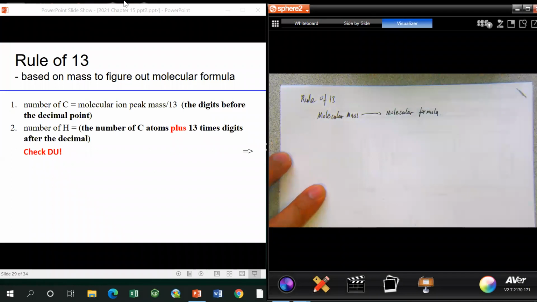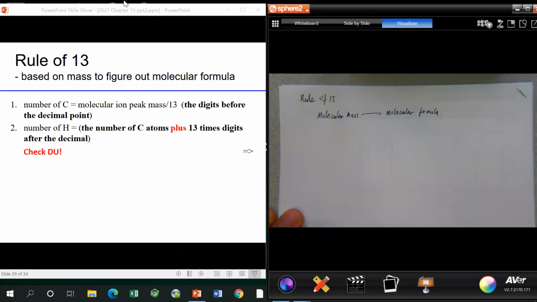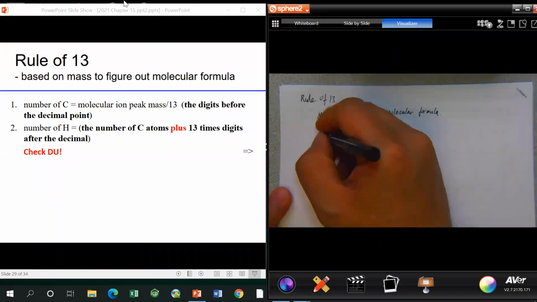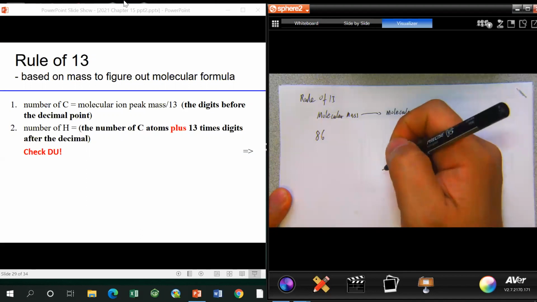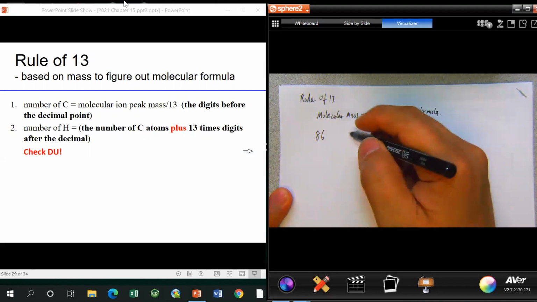All right. So how do we do that? Pretty easy. I'll just use one example to show you rule 13. Based on the mass spectrum, you already know the molecular mass should be 86. And the first step is you need to divide 86 by 13.